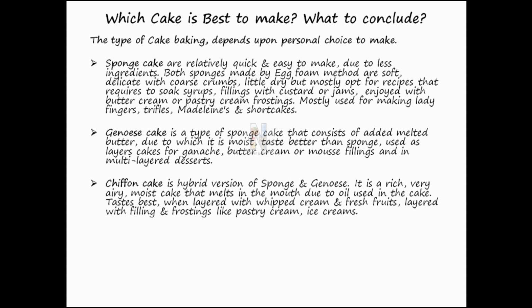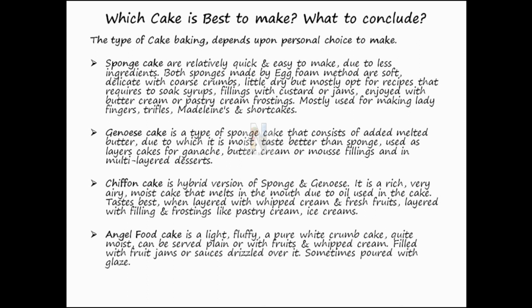Chiffon cake is a hybrid version of sponge and Genoese. It is a rich, airy, moist cake that melts in the mouth due to the oil used in the cake. It tastes best when layered with whipped cream and fresh fruits, or layered with fillings and frostings like pastry creams, ice creams.